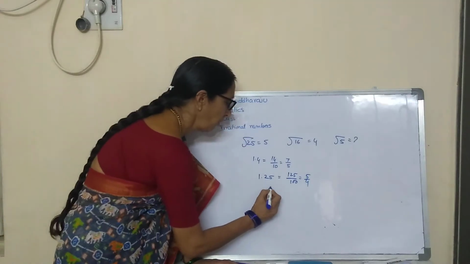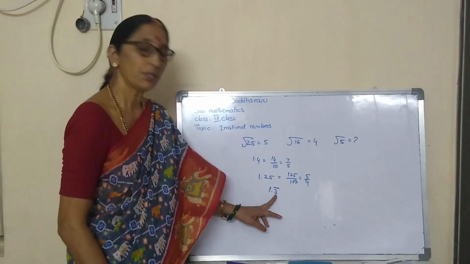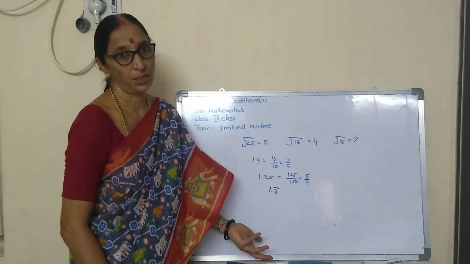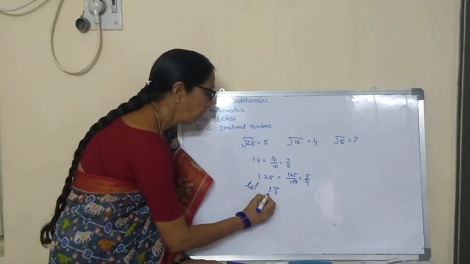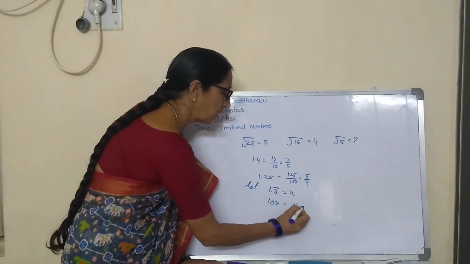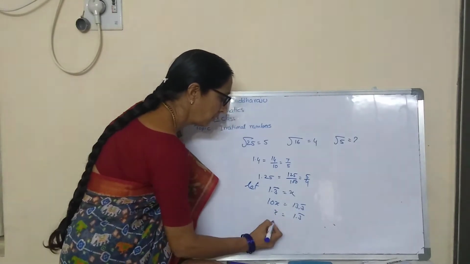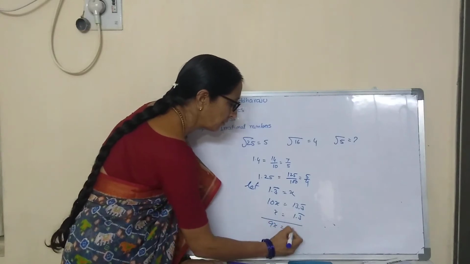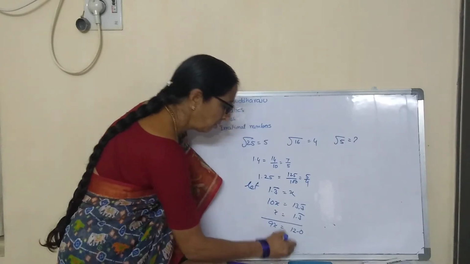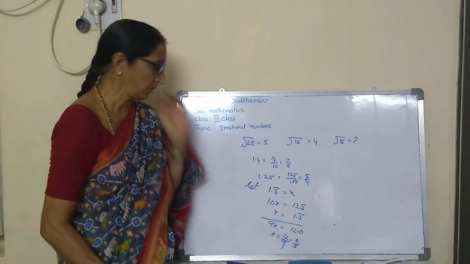Look at this number, 1.3 bar. Can we write this number as rational? Yes, we can. Let x be equal to 1.3 bar. Then 10x is equal to 13.3 bar. Subtracting, 9x is equal to 12.0, so x is equal to 12 by 9, which is equal to 4 by 3.